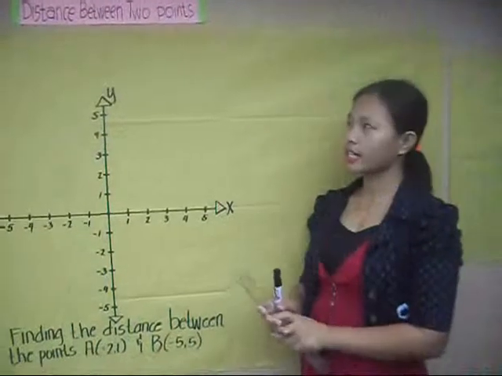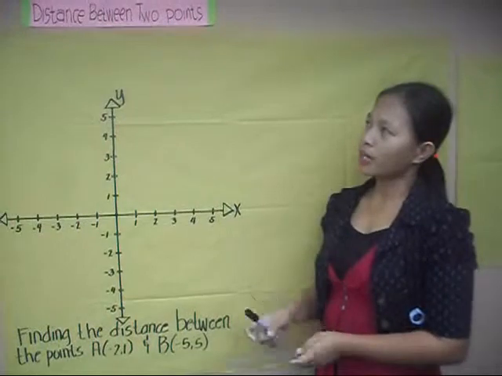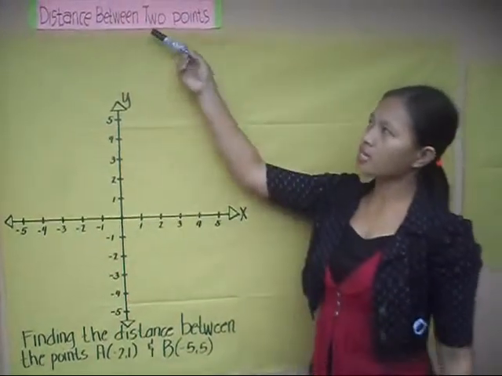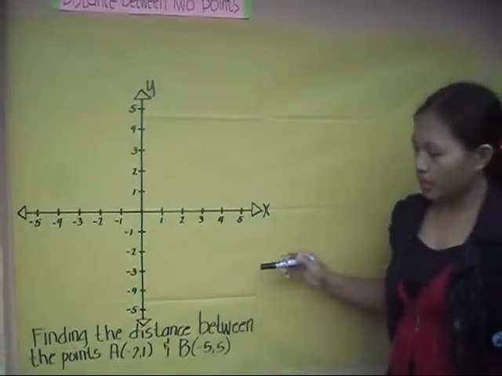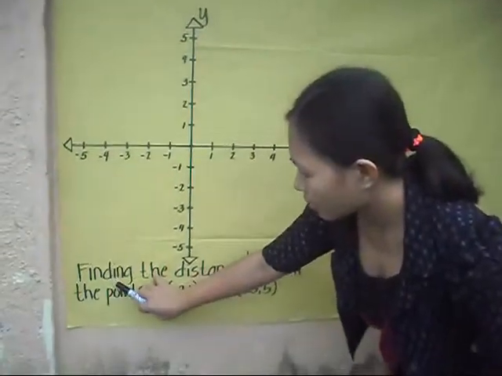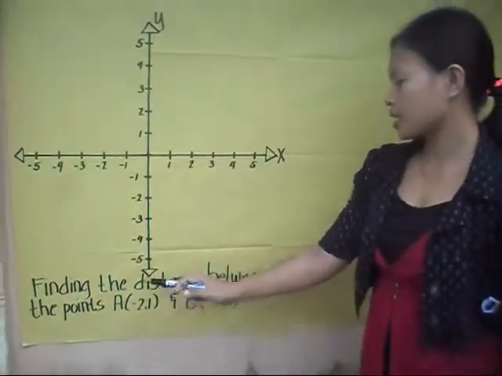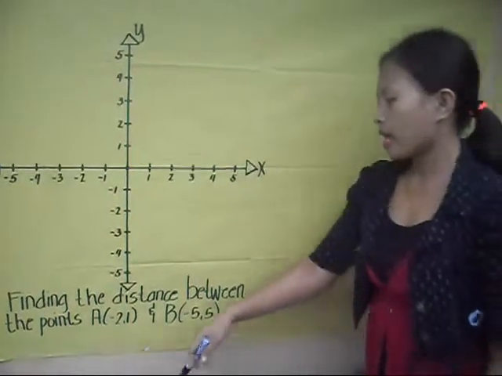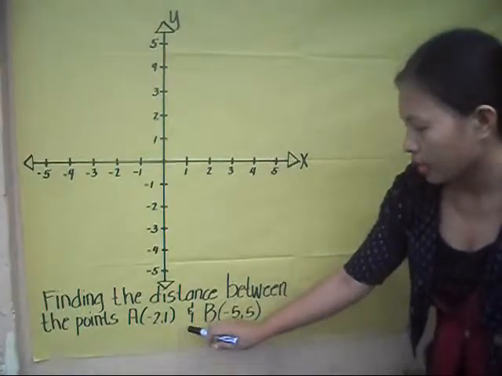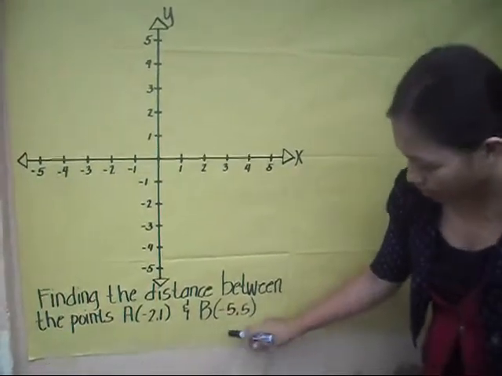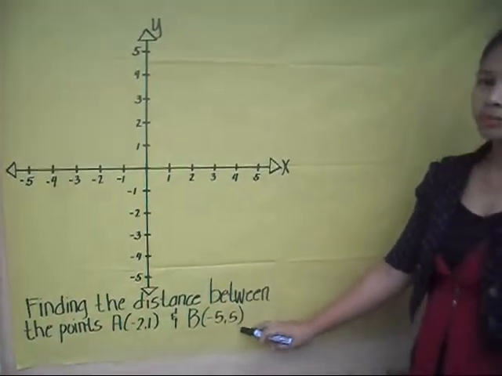I'm Vallejo Maricris. Today, we tackle the distance between 2 points. Here is the problem. Finding the distance between the points A, with coordinates of negative 2 and 1, and B, with the coordinates of negative 5 and 5.